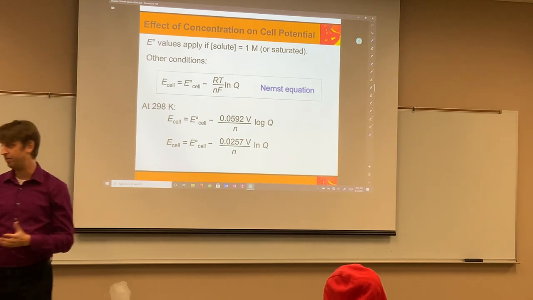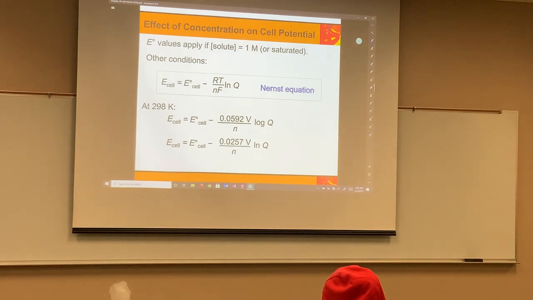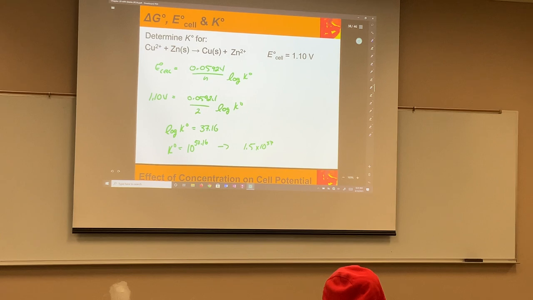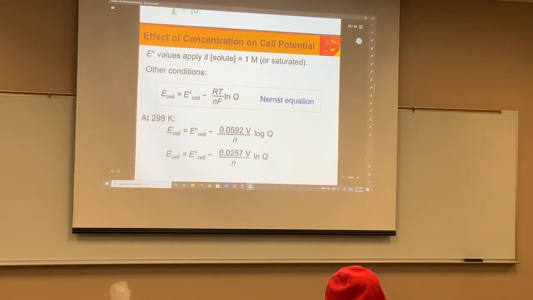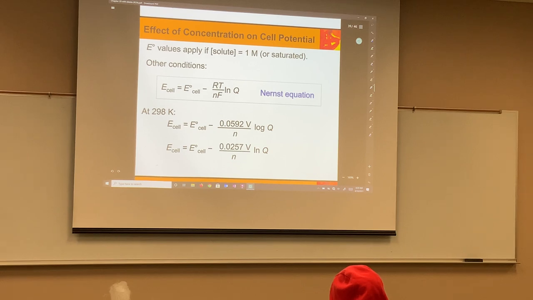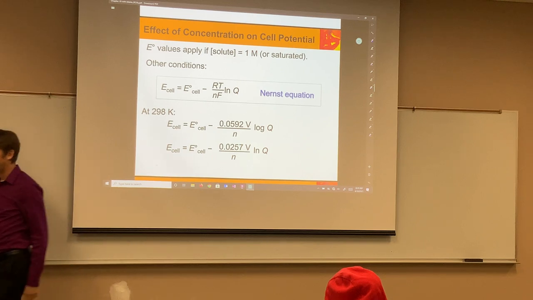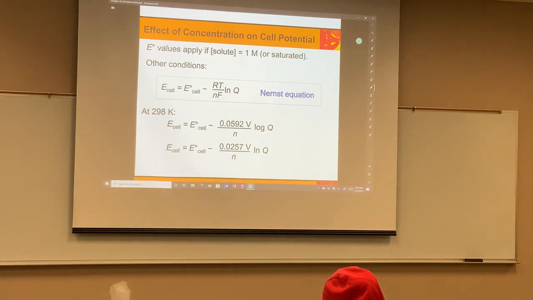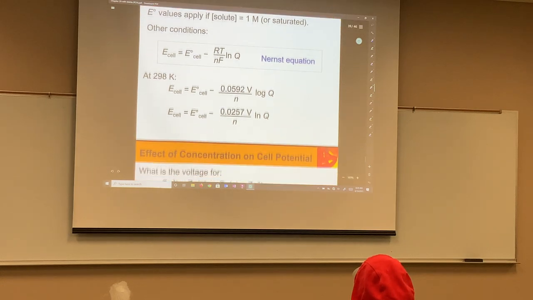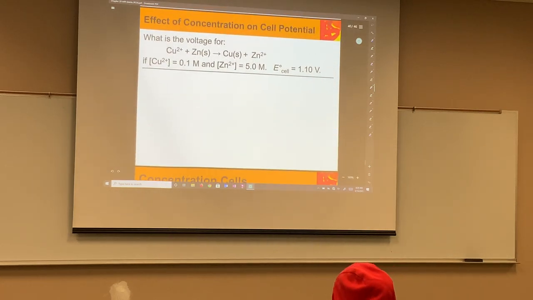So this is the only difference, right? Remember last time we calculated K, we used a very similar equation, right? But if we're not at equilibrium, if we're not at the standard state, then we just have to use this equation here. Good? Nothing too different here, right? So now we have a way of calculating E of the cell based off of the other information that we can get out of the reaction, or the balanced equation. All right. Perfect.